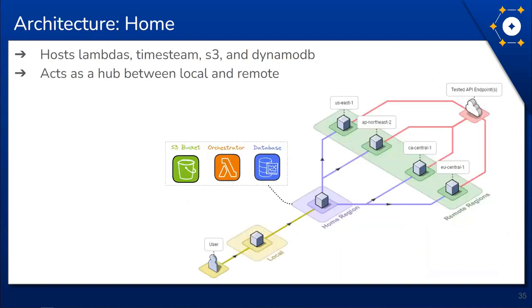The home region acts as a hub that sits in between the user's local system and the remote regions, containing orchestration and data storage. It uses the configuration file to initialize the remote architecture, receives the test script to be sent to the remote regions, and finally returns any testing data from the remote regions to a Timestream database in the home region. Once the initial setup is complete, the focus moves to the remote regions and generating the actual test load.